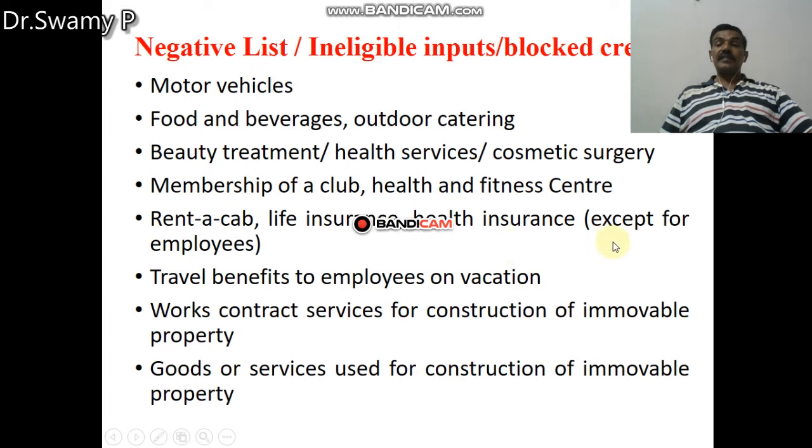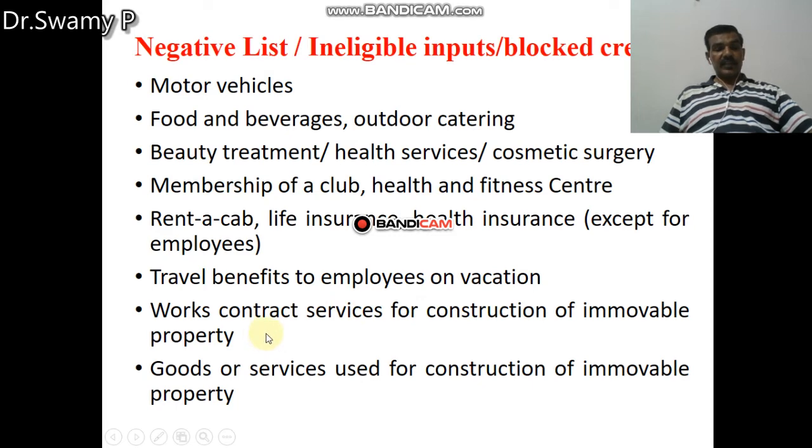But this is except for employees, meaning if it is provided to the employees by the employer, then it is an exception and input tax credit can be claimed. Otherwise, for rent a cab, life insurance, health insurance, in this case input tax credit is not available. Travel benefits to employees on vacation are also not eligible. This is in the negative list.